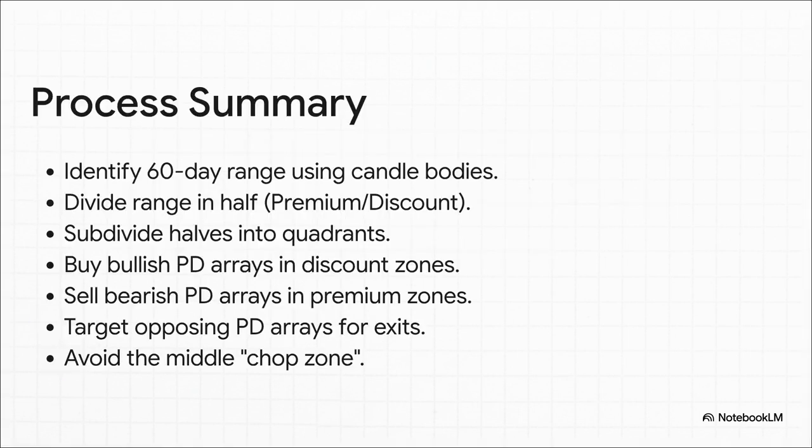So, let's do a quick recap of the entire process start to finish. Step 1, map the 60-day institutional range using only the candle bodies. Step 2, divide that range in half, then divide the halves again to create your premium and discount quadrants. That's your roadmap. Step 3, execute. We're looking to buy at bullish PD arrays deep in the discount zones, and we're selling at bearish PD arrays deep in the premium zones. Our target is the opposing PD arrays, and our number one rule is to avoid that messy chop zone in the middle. That's it. That's how we systematically hunt for these high probability moves.